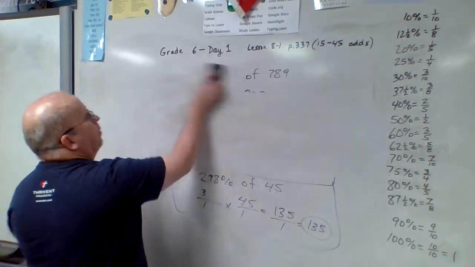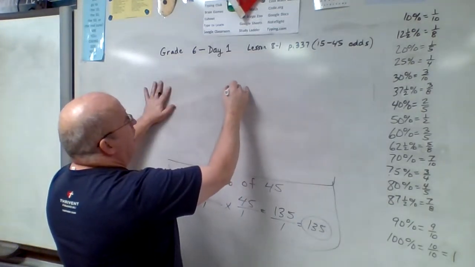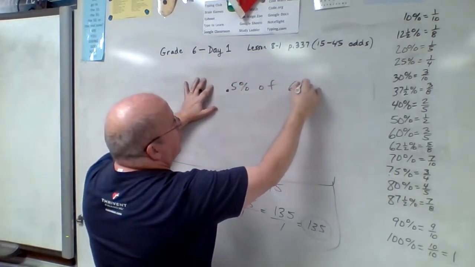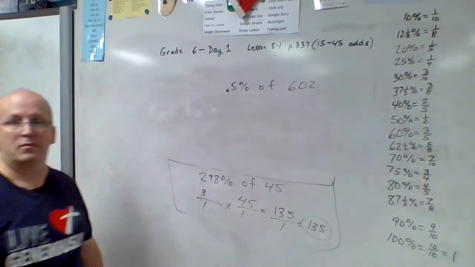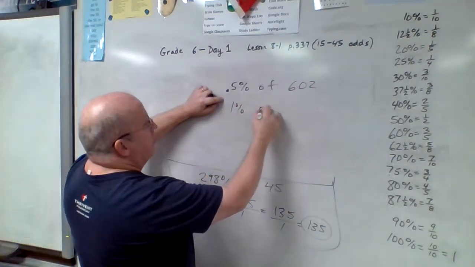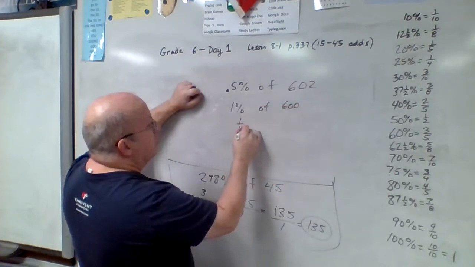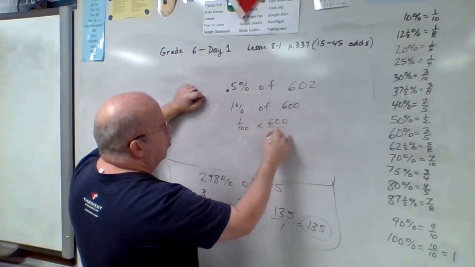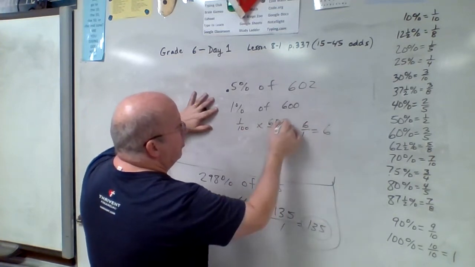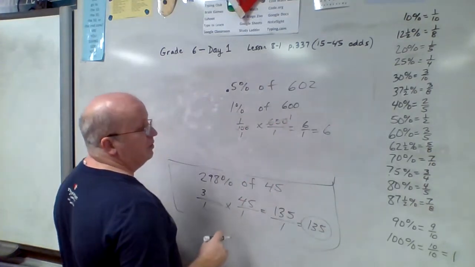One more example problem of this type. What about, say, 0.5% of 602? I would first think about what is 1% of 600. 1% of 600 would be 6 over 1, or 6, because I could cross simplify by dividing by 100.